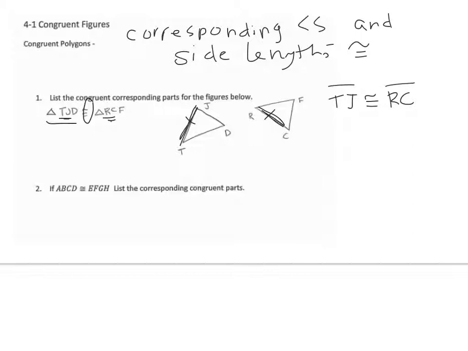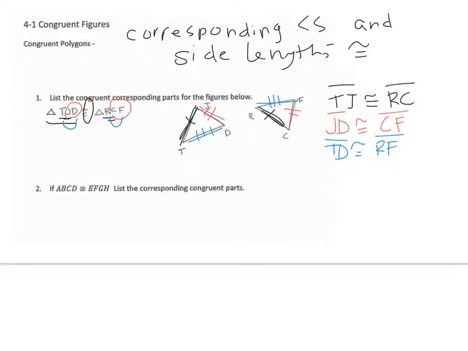And now the next segment is going to be JD and CF. So I write JD is congruent to CF. And the last side is TD, RF. So TD, 1, 2, 3, RF, 1, 2, 3. So TD, RF. The segments.